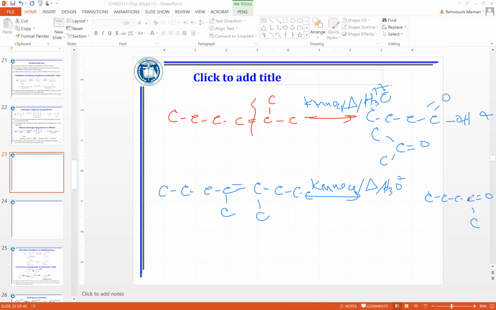So you have to be careful if you are choosing the alkene. You have to choose the proper alkene for the oxidative cleavage. Questions?